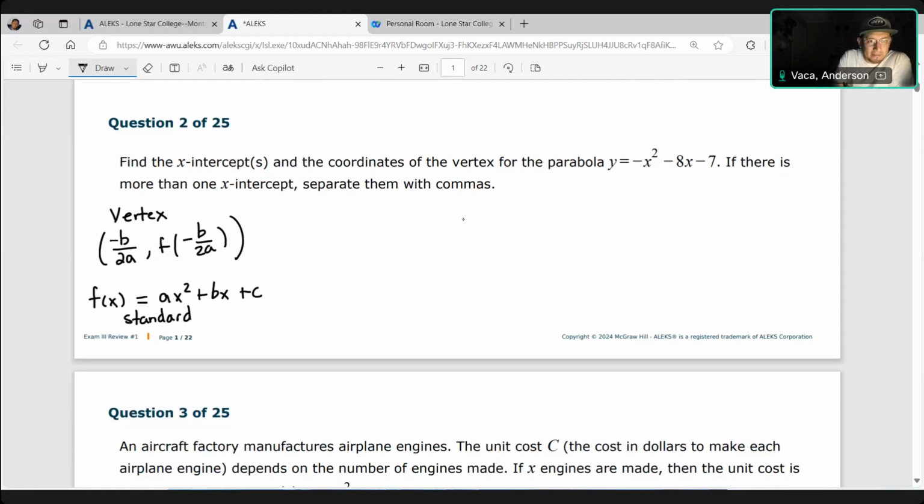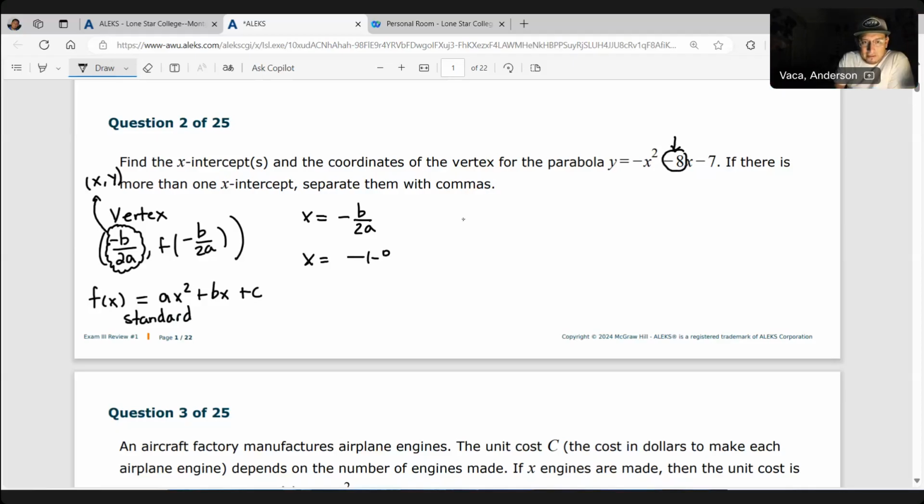Don't forget that the vertex is an ordered pair, x comma y. This part of the formula will tell us what the x value is, and once we know the x value, we can plug it into the equation to find the value of y. So let's go ahead and do that now. The x value of the vertex will be negative b over 2a. So the x value is negative, and this is b right here.